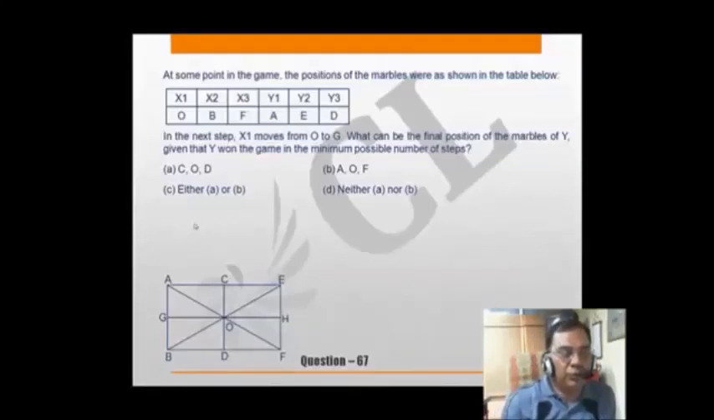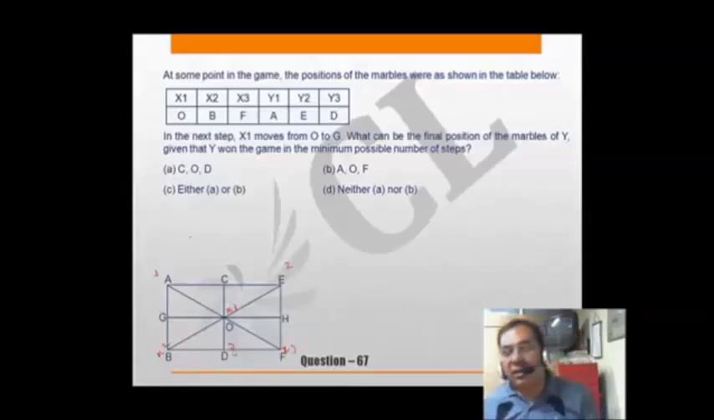X1 is at O, so I'll keep writing. X1, X2 is B, and X3 is F. For Y I will keep only 1, 2, 3. Okay, Y1 is A, Y2 is E, and Y3 is D.